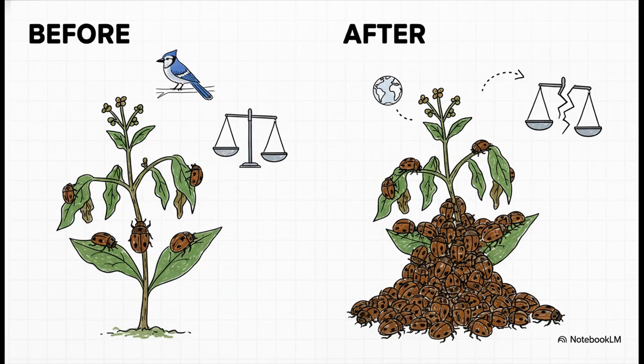Another way we throw off this balance is by moving species all around the globe, sometimes on purpose, sometimes not. An invasive species is basically an outsider, an organism introduced to a new home where it has no natural enemies. And without those built-in checks and balances, well, its population can just explode.